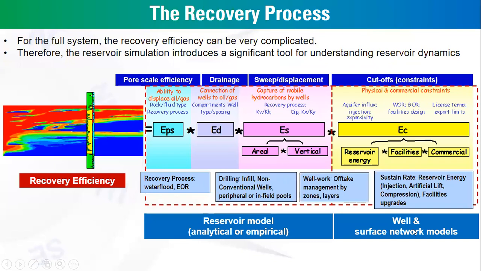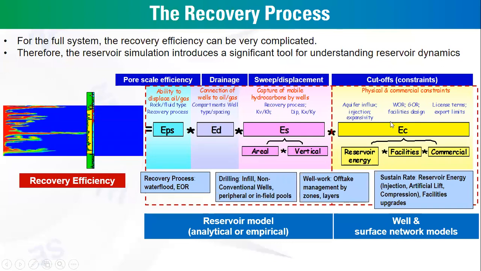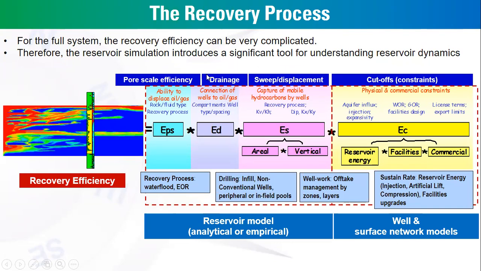For the well and surface network model, we have other parameters that control the recovery efficiency of an oil field asset. So we have the physical and commercial constraints maybe related to the processing facility and the well capabilities and the well lifting system and so on, and also reservoir energy. So all of these parameters are affecting the recovery efficiency of a specific oil and gas asset.